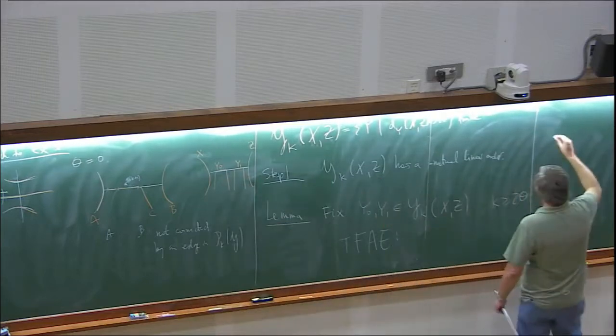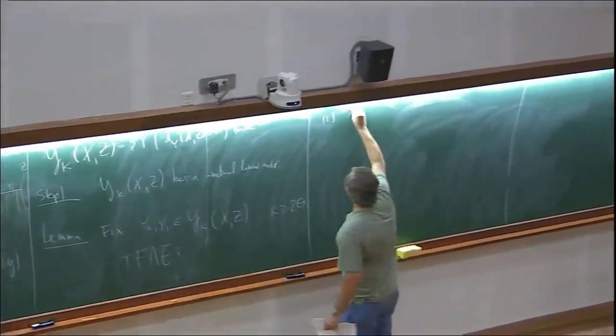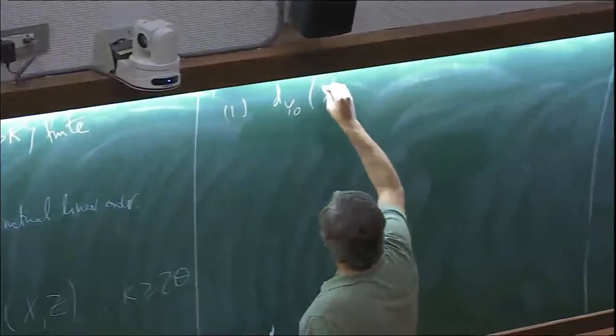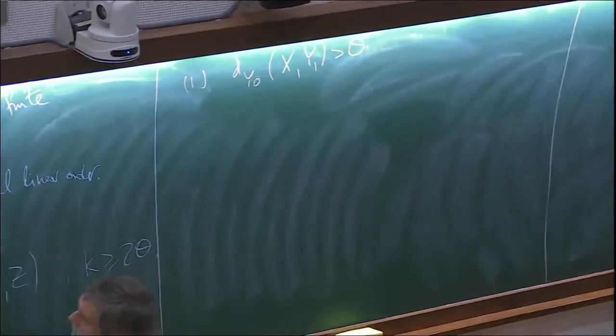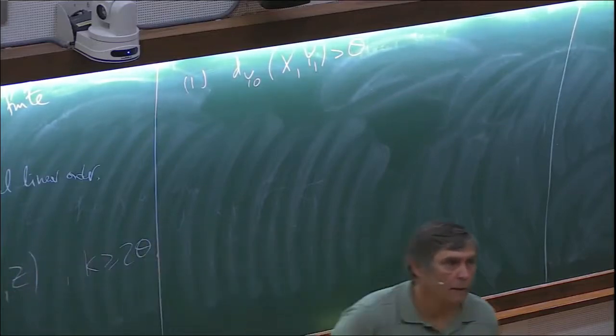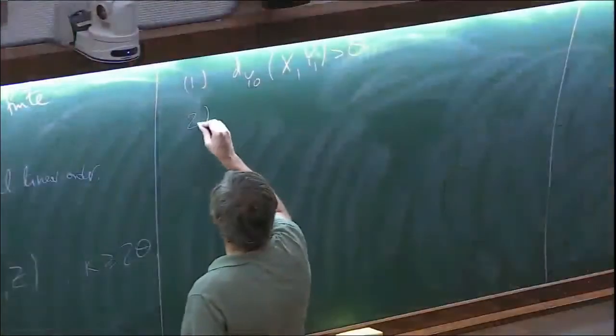Okay, so it's one: the distance in y zero between x and y one is greater than theta. So if I project to y zero, then x and y one are far apart. This length here is like k or bigger than k. It's certainly bigger than theta. Does that make sense? Yes. Okay, there are five more coming.